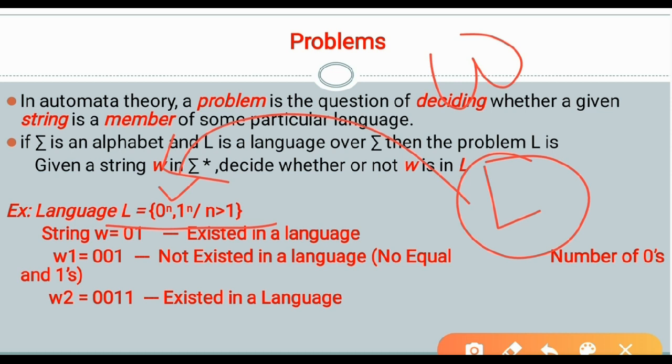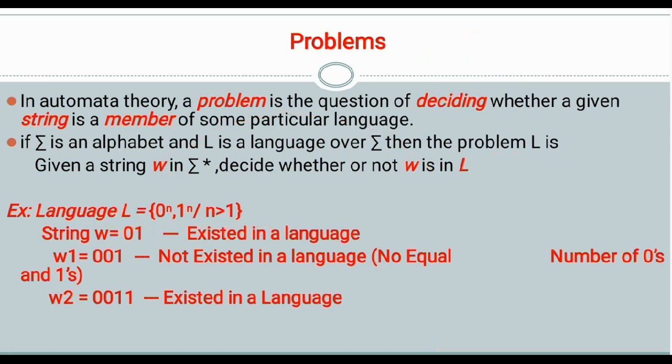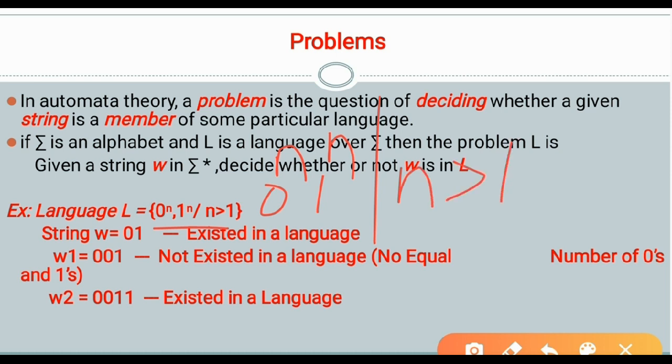So when coming to the different possibilities, we are given 0 to the power n, 1 to the power n. This is not a comma, it is 0 to the power n followed by 1 to the power n, with n greater than or equal to 1. You can take from 1, or n equals 2. First, we will consider n equals 2.